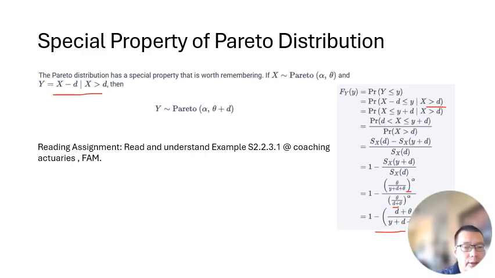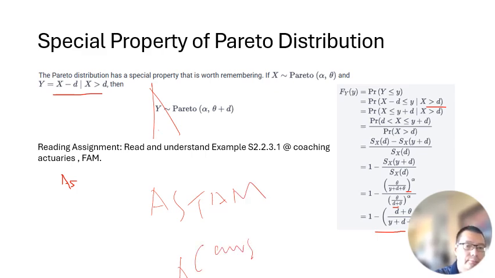Okay, there's also a reading assignment in example S.2.3.1 in the Coaching Actuaries ASM manual. So you have to go to the ASM prerequisite. Then you go to course prerequisite. Then there is a section S2.2. You can find it there.